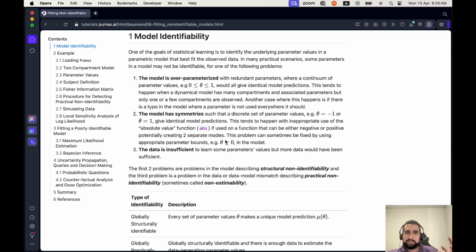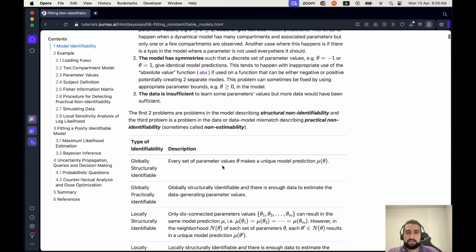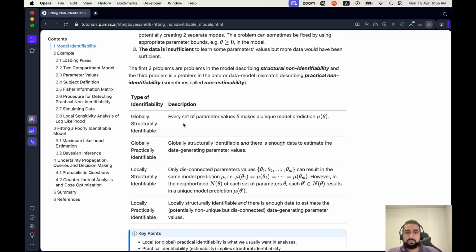So that's structural identifiability. Now, there's another type of identifiability, which is called practical identifiability. And the idea is that even if your model is in theory structurally identifiable, and by that what I mean is, there's a nice table here that actually summarizes all the different types of structural and practical identifiability, and there's the global and the local version of that. So I encourage you to take a look at that. But basically, practical identifiability has something to do with your experiment design, so where your observations are.